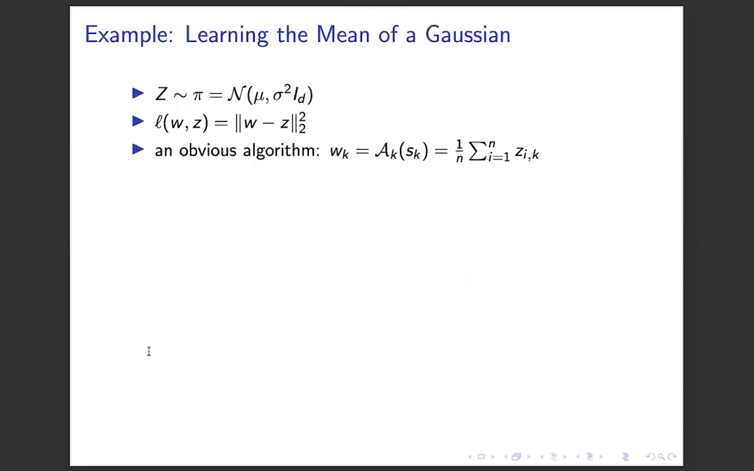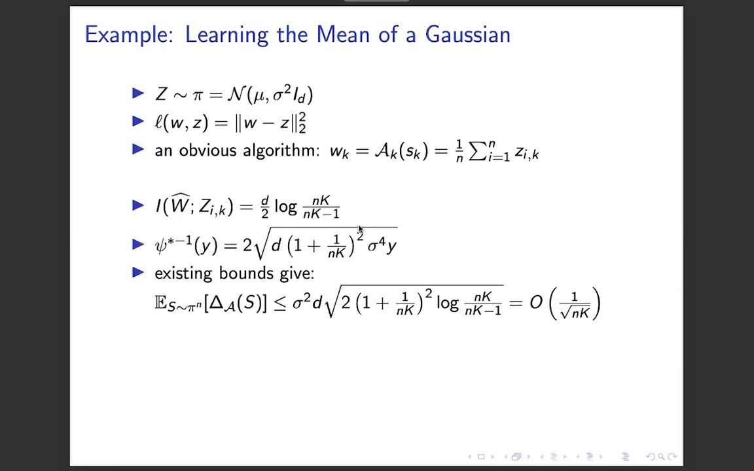So here's an example. Suppose we're learning the mean of a Gaussian, where our samples are drawn from some Gaussian distribution, and we look at a loss function that is just squared L2 loss between the weights and the samples. Basically, we're trying to get our weights W to be as close as possible to mu, the mean of the Gaussian. An obvious algorithm would be for each node to average all of their samples together and then transmit those weights, those submodels, up to the aggregation platform, which would then average all of them to get a total estimate for the mean.